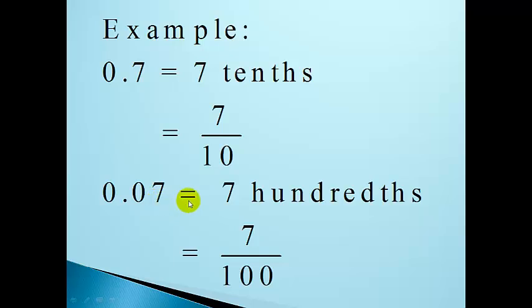Now, let's consider this example. 0.07 is equal to, now we can see that the 7 has occupied the hundredths position because it's the second digit after the decimal point. And that is equal to 7 hundredths. And 7 hundredths is equal to 7 divided by 100. And so 0.07 as a decimal fraction is equal to 7 divided by 100.